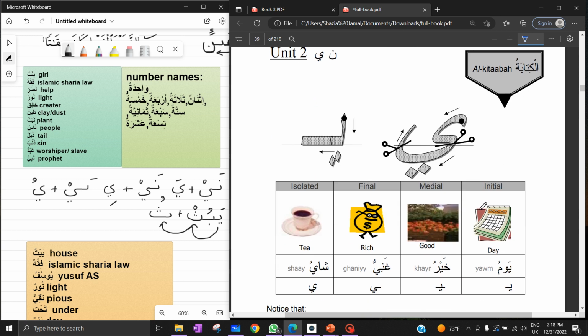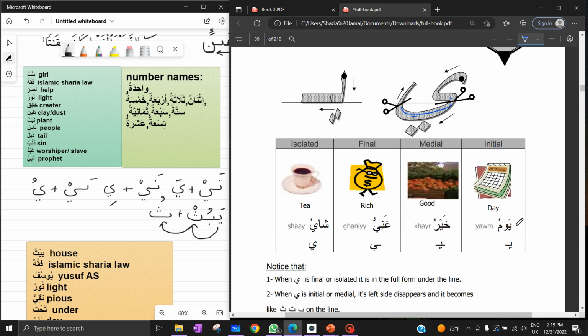Now move on to the writing rules for ya. How is ya written? As you can see, the first portion of ya is just like ein. But when you write ya, you don't write the first portion. You will just write similarly as you have learned for ba, ta, tha and noon. So that's how you will write ya. You need to remove this portion and this portion, and take only the portion below and the two dots. So how are you going to write? Let's see the vocabulary first.